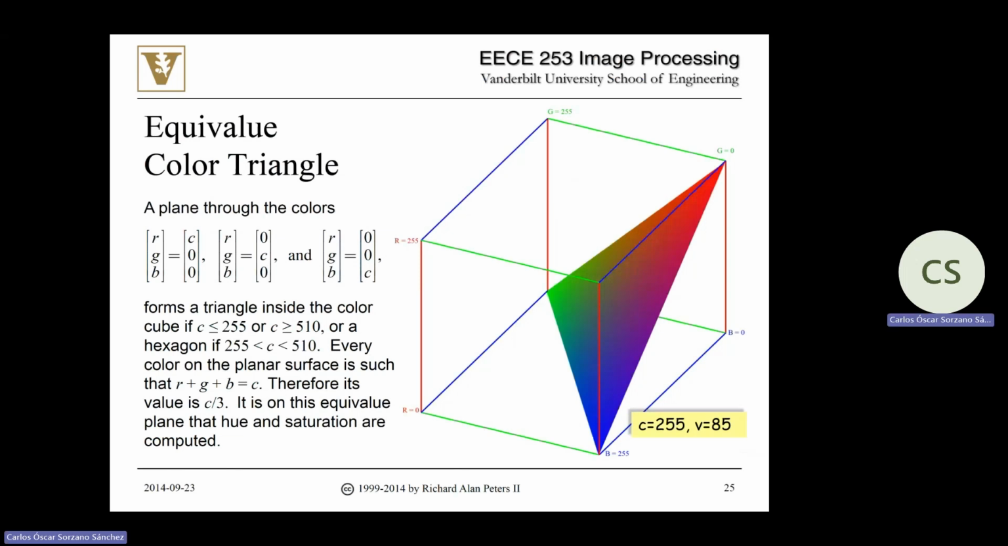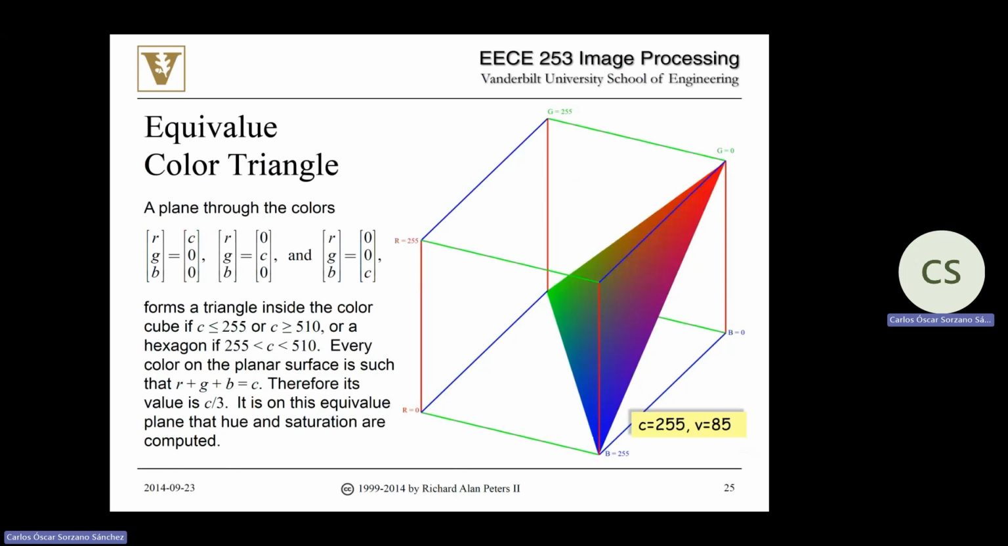So this is the color cube, the origin is here, so this is the 0, 0, 0. And this is the red axis, this is the green axis, this is the blue axis. So the origin is in this corner. And then we may look for all the points such that they satisfy R plus G plus B equals C. So that is the equation of a plane. Okay? So if it is the equation of a plane, it must be some plane here in this cube.